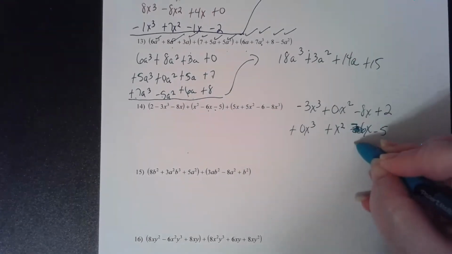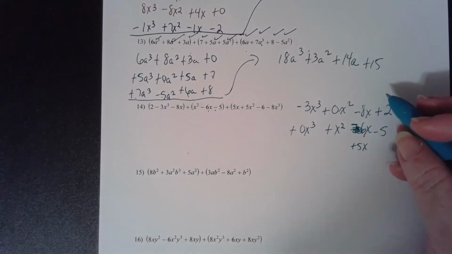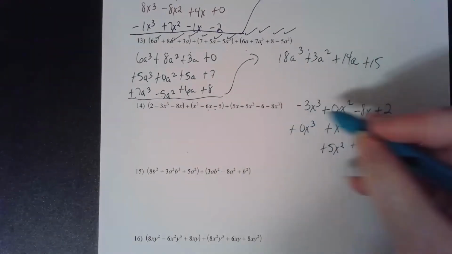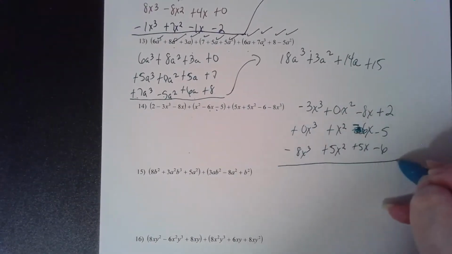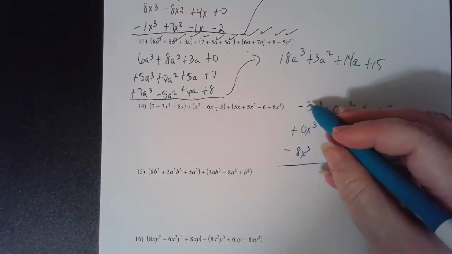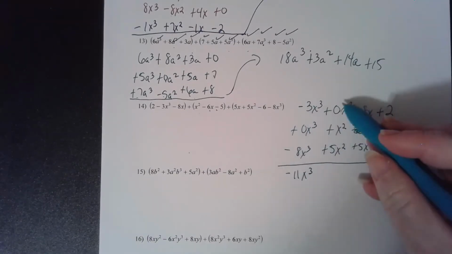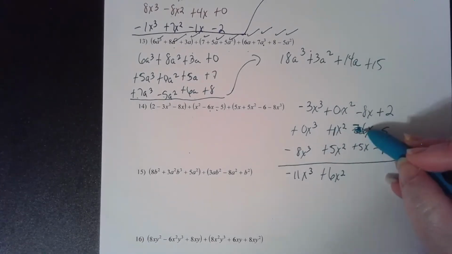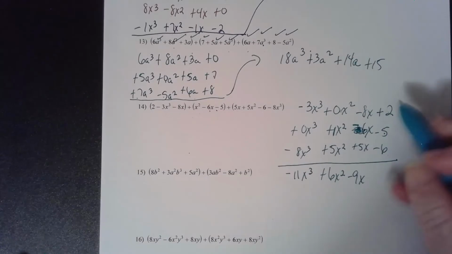Then we have plus 5x, and this will become very clear why I'm doing it this way when we get to division of polynomials and when we get to multiplication of polynomials. Subtract 6x and then minus 8x cubed. Alright, those added up gives me a negative 11x cubed. That's 6x squared. So negative 14x plus 5 would give me a negative 9x. Negative 3, negative 9. Okay.